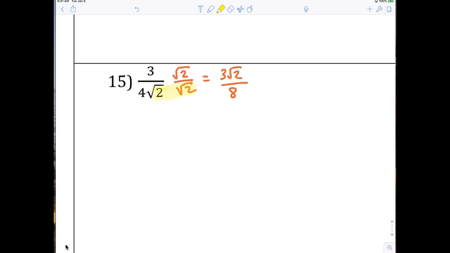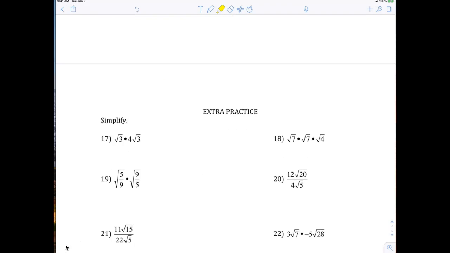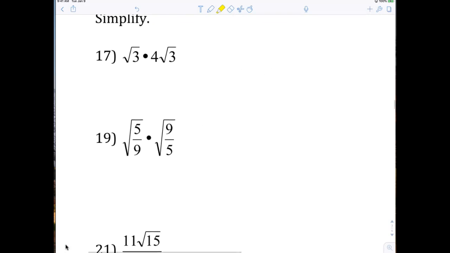All right, let's see what's next. Here we go. So let's just practice from yesterday and the day before. What's the square root of 3 times the square root of 3? 3. 3 times 4. 12. Look how simple that is, guys. 12.